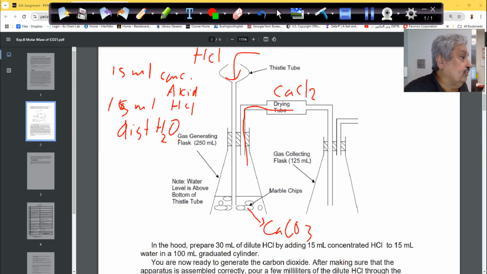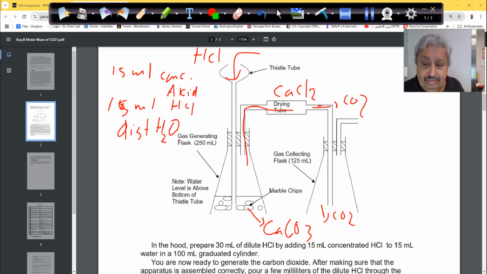Calcium chloride is used to what? Used to take any moisture out. It's really a very good adsorbent. Correct? So then the CO2 will come here. CO2 will be generated, go in. Okay guys, and then you let it fill for 20 minutes first, generating, so you drive all the air out. Air should be out.